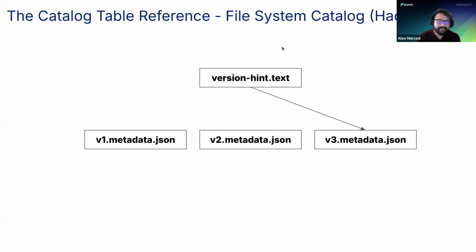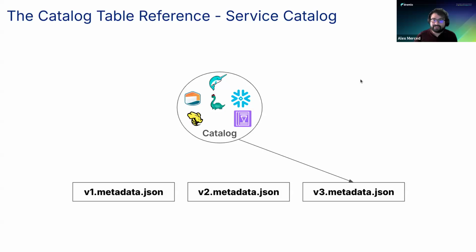Again, you might have issues updating this file. So typically what you use is a service catalog. This is where you have a separate running service that has a catalog, and that catalog will track your tables and the locations of your metadata.json. Now, the beauty of service catalogs is that they can do a lot more. They're not just tracking the location of the right metadata.json. As you can see, they can expand into several different areas. They can expand into governing your tables, basically federating other catalogs, all sorts of different cool things.